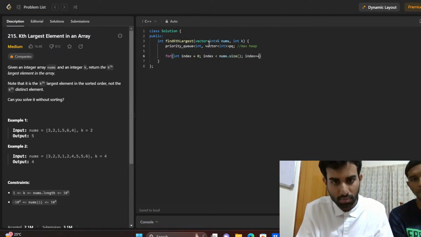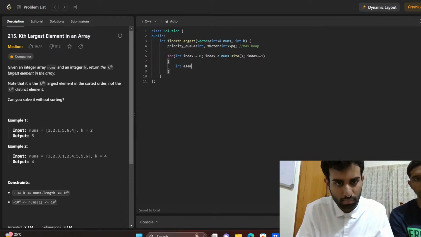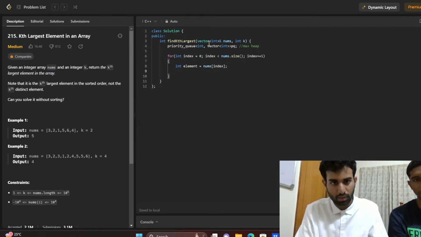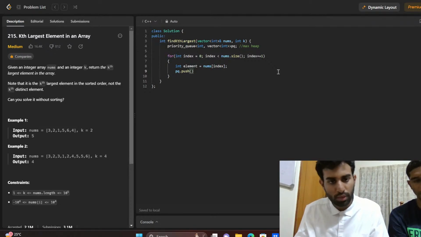We run through every single element there. And then all we do is take the element, so let's say it's index. So this is the max heap approach where we insert all the elements into the max heap first and then try to do k deletions in order to get to the kth largest. This is the more straightforward approach.